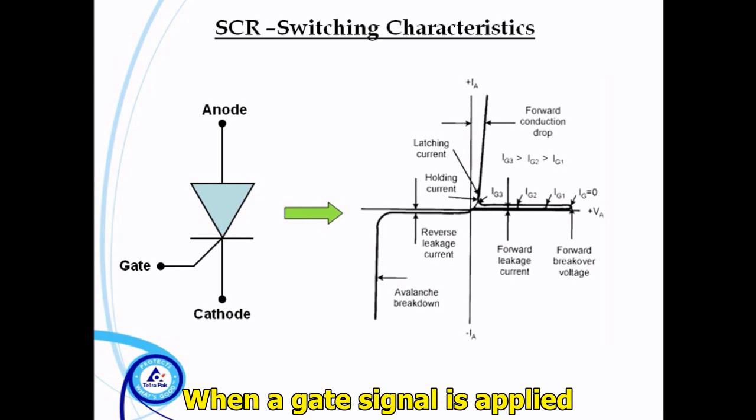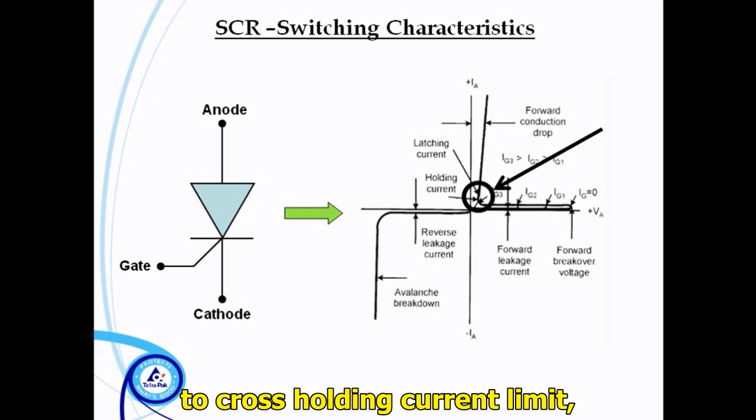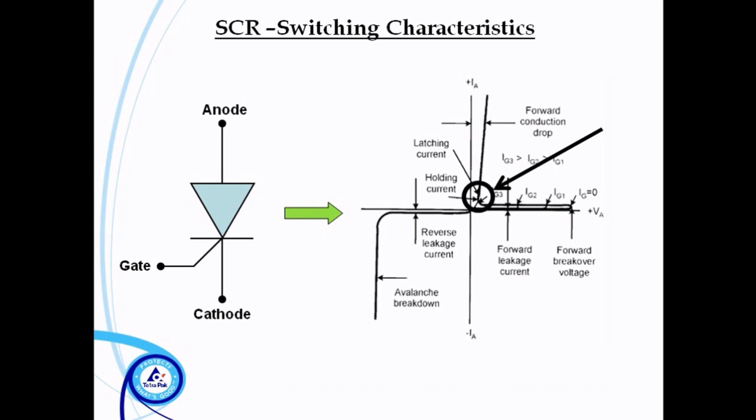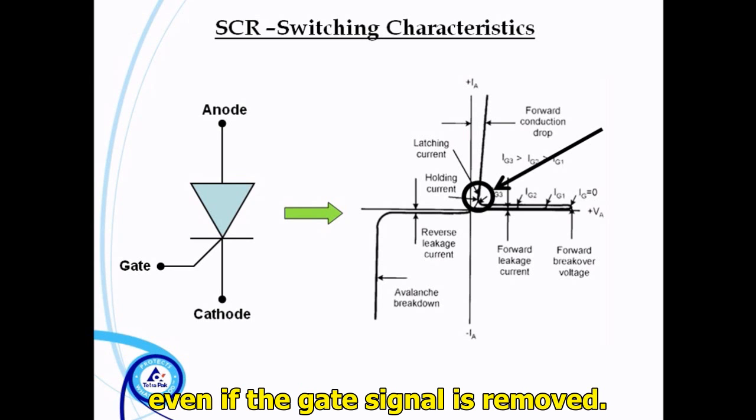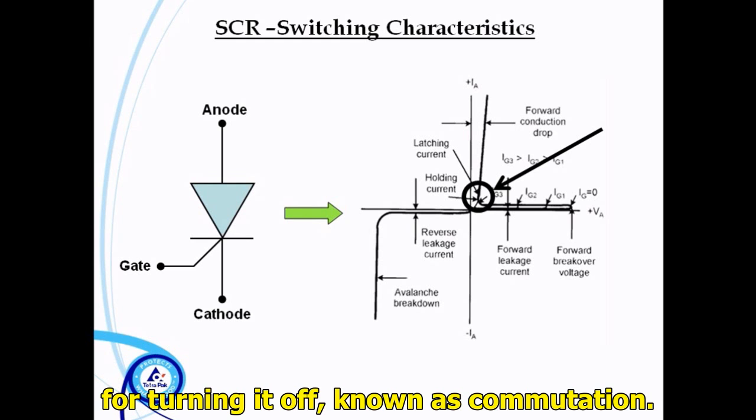When a gate signal is applied, an SCR is made sufficiently forward biased across holding current limit. It starts to conduct. Once in conduction state, it continues to conduct even if the gate signal is removed. Special techniques are employed for turning it off, known as commutation.